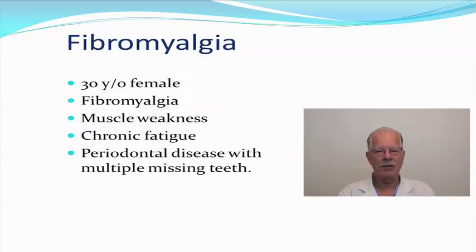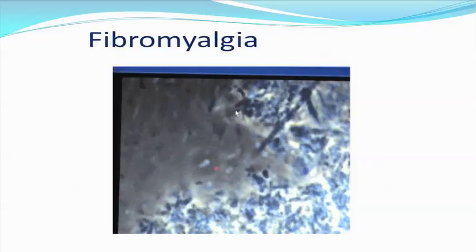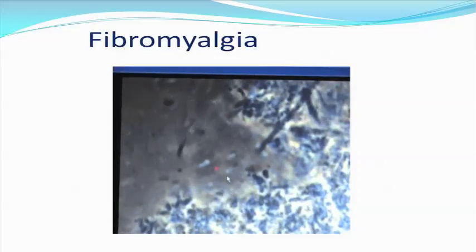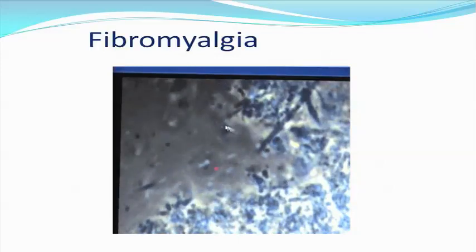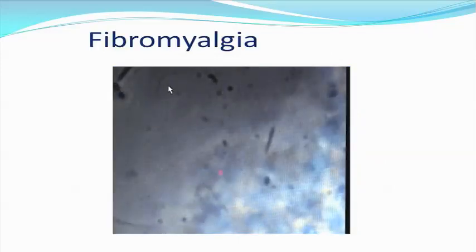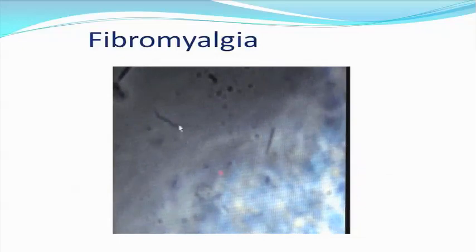The next patient was a 30-year-old female. She had fibromyalgia, muscle weakness, chronic fatigue, and of course multiple missing teeth with periodontal disease. This patient had fibromyalgia, and of course we found spirochetes. And this you have to look very carefully. Right in the center of the slide there's a spirochete that's waving back and forth. And this lady, after we treated her, actually her symptoms did improve. Now, looking at the very top left, you see this snaking spirochete coming down. We think that the ones that snake like that seem to be the more dangerous spirochetes.